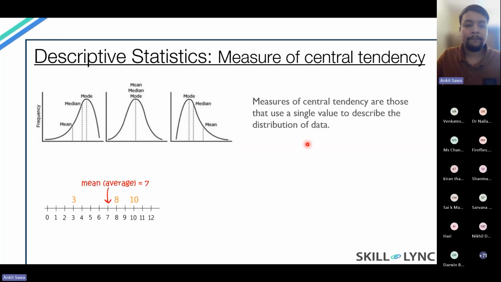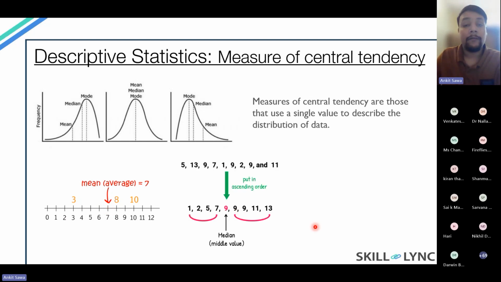With a very simple example, we'll understand what measures of central tendency are. We'll talk about average first. Suppose you have 12 numbers. How do you identify an average? The average is the summation of all of them divided by the total numbers you have. Here the average of all these numbers is 7.